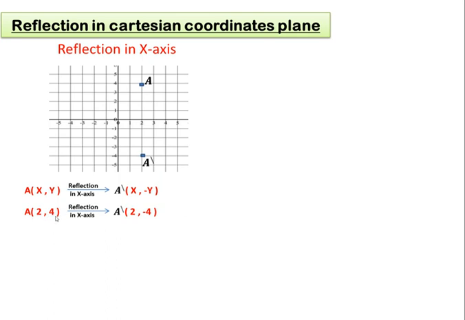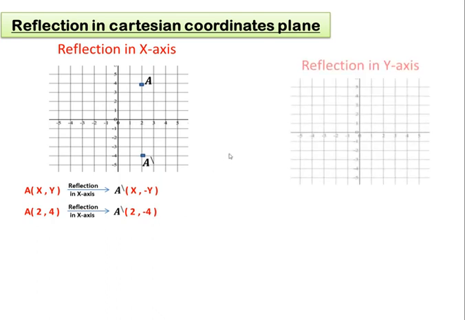We can use this rule. The 2 will be the same, we don't make any change at the point located in x, but the change is at the y axis, and 4 will be -4. Next, reflection in y axis.